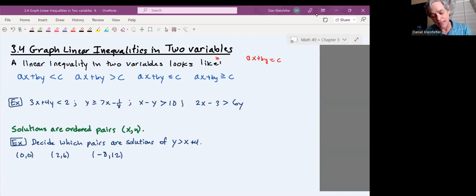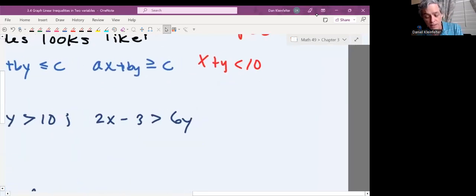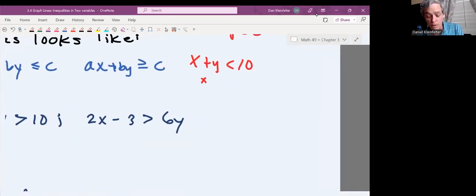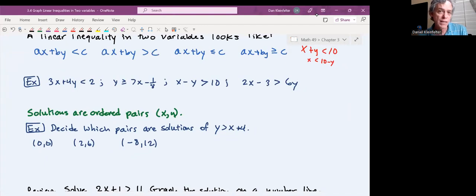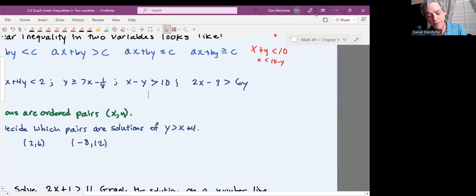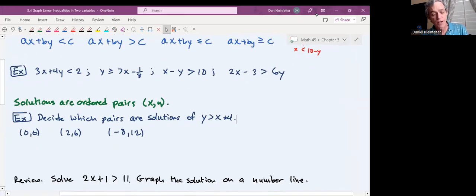So as I was saying, any algebraic equivalent would also be considered a linear inequality in two variables. While x plus y is less than 10 is a linear inequality in two variables, if we subtract the y from both sides and make it x is less than 10 minus y, that's also an inequality in two variables. So take a look at some other examples. 3x plus 4y is less than 2. y is greater than or equal to 7x minus 18. In this case, the y was isolated. x minus y is greater than 10. 2x minus 3 is greater than 6y. All examples of linear inequalities in two variables.